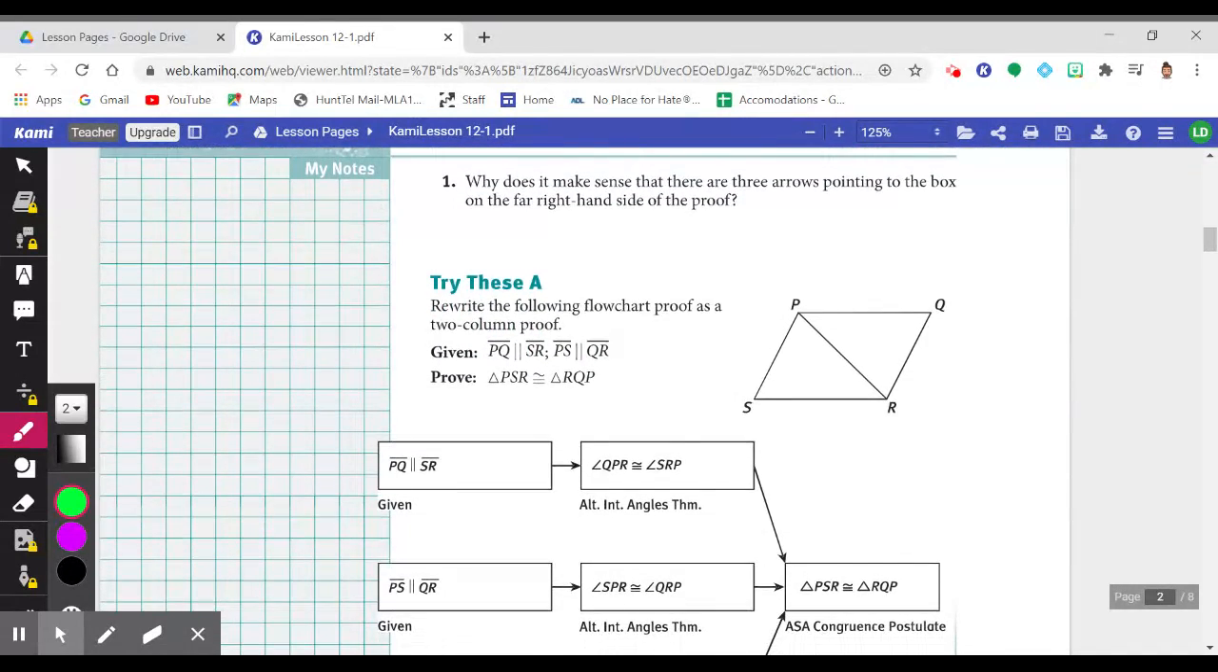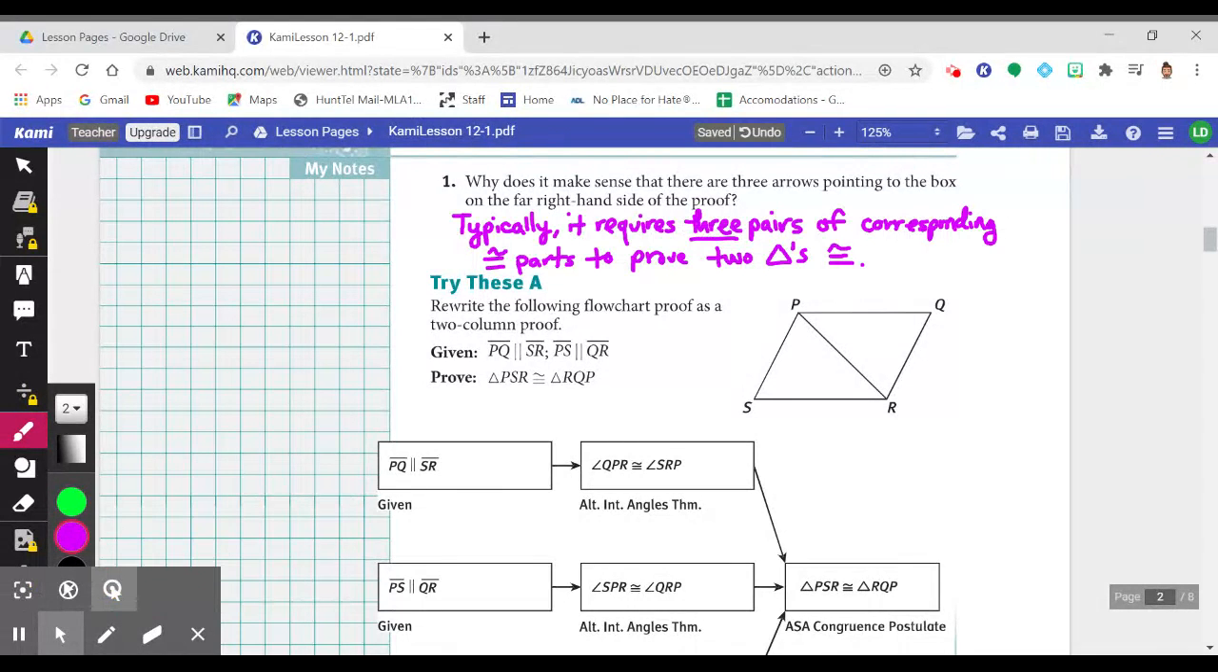So number 1, why does it make sense that there are 3 arrows pointing to the box on the far right-hand side of the proof? Take a second, answer that question before continuing on. So I said typically, now we've seen, for instance, in lesson 11-4, there is the HL criteria and the LL criteria. Now these 2 hinge on the right triangle. So technically you could say there are 3 pieces of information we need.